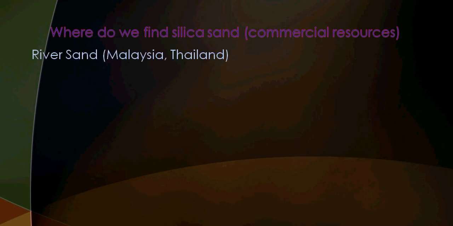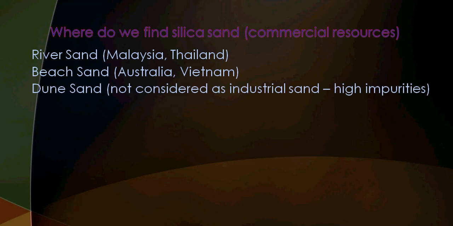Now the question is, where do we find silica sand? The commercial resources of silica sand. Silica sand can be found as river sand, like in Malaysia and Thailand and in many other countries. Silica sand can be found along the beach. It's called beach sand. The best examples are Australia and Vietnam. Dune sand, as seen in Saudi Arabia. The Al-Nafud desert and Rub' al Khali are full of dune sand.